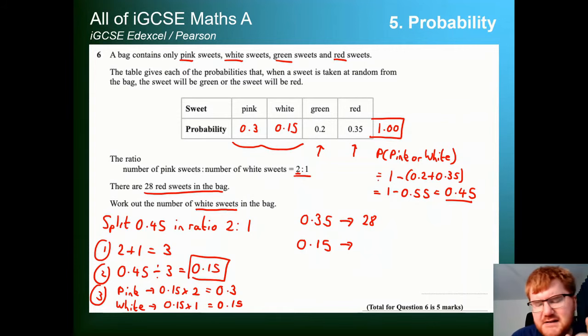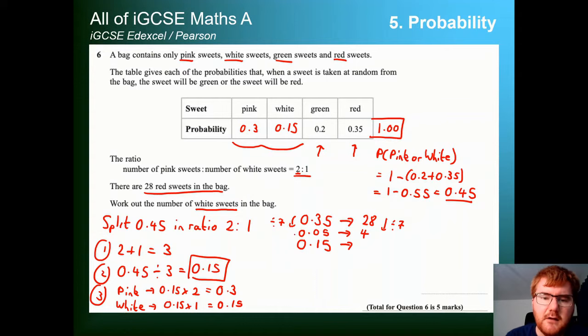Now, I think the easiest approach to do this is that if we divide both sides by 7, you're probably wondering, where does the 7 come from? Well, I want a number that fits into 0.15. If I divide 0.35 or 35 by 7, that's going to give me 0.05. If I do the same thing to both sides, 28 divided by 7 is equal to 4.